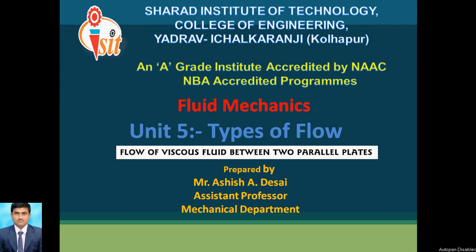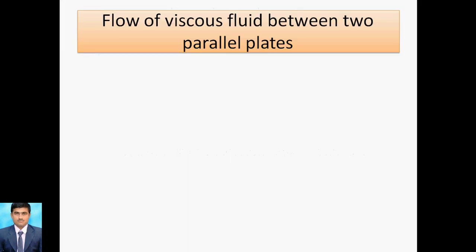Today we are going to discuss unit number 5, type of flow. This is section number 2. In this content we are going to discuss the flow of viscous fluid between two parallel plates. We already discussed the flow of viscous fluid between a circular pipe. Now we are discussing it for two parallel plates.